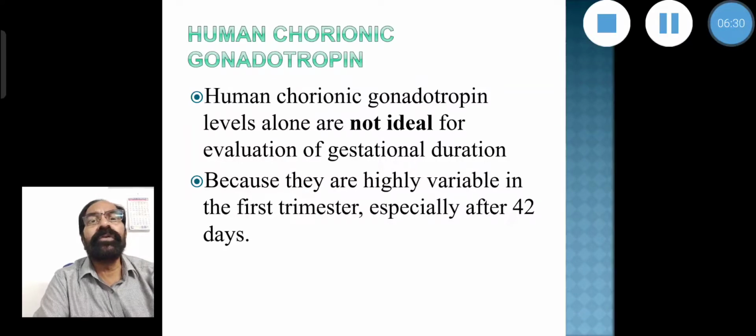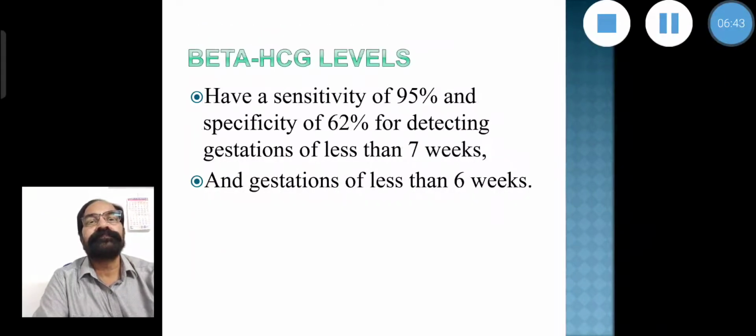Human chorionic gonadotropin levels alone are not ideal for evaluation of gestational duration because they are highly variable in first trimester, especially after 42 days. Then beta HCG levels have a high sensitivity of 95% and specificity of 62% for detecting gestations less than 7 weeks and gestations of less than 6 weeks.